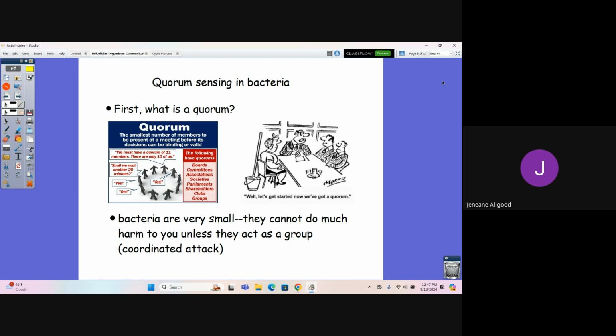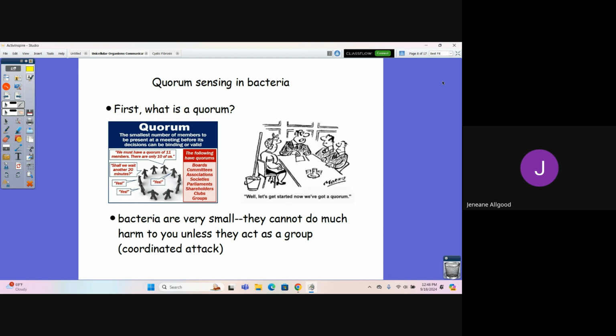So first, in order to understand what this is, you've got to understand what a quorum is. As it says there on the left, a quorum is the smallest number of members to be present at a meeting before its decision can be binding or valid. Oftentimes you hear about having a quorum, like in the Senate or in the House or even at a city council meeting, that there has to be enough of the voting members present to establish a quorum in order to take a vote on something.